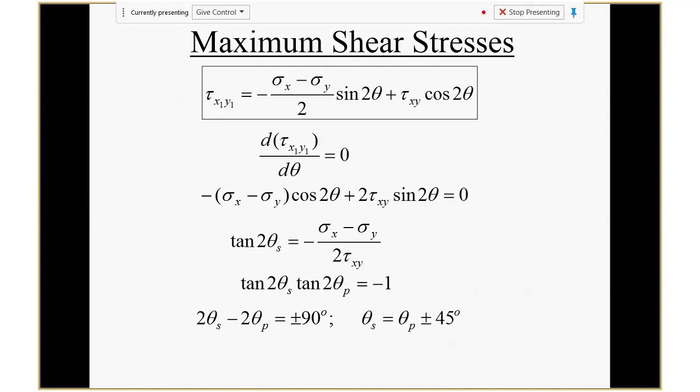So the maximum shear stress direction is 45 degrees away from the principal direction. Okay, from the principal direction, not from your x or y direction. So if you find your first principal direction, then 45 degrees away, that's the maximum shear direction. And then another 45, so 90 degrees away, that's your minimum stress, the sigma 2 direction. So that's how they are spatially related.